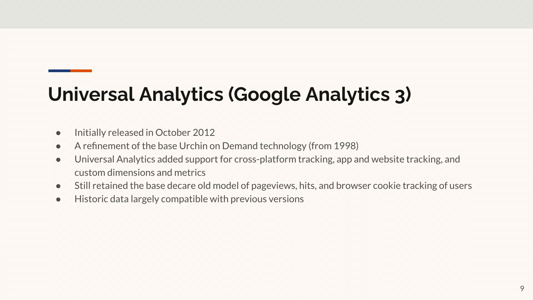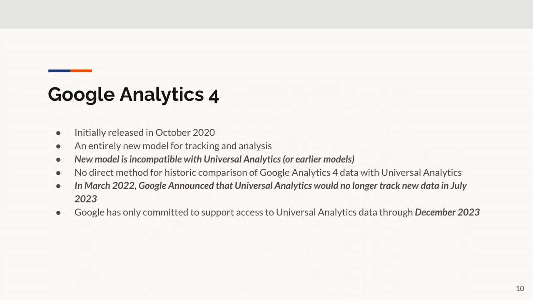Historic data is largely compatible with previous versions. So if you were using the asynchronous property previously, it wasn't a big leap to go to Universal Analytics, right? It's kind of, again, same model, pretty easy to think about going forward.